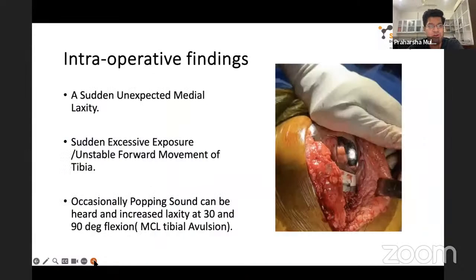So what do you find intraoperatively? You find a sudden unexpected medial laxity, sudden excessive exposure where you suddenly realize, oh, it was tight a second back and now it is suddenly very loose and the tibia is moving forward. And sometimes you can actually hear this popping or a wrenching sort of a sound where you have sudden increase in laxity at 30 degrees of flexion and 90 degrees where you have a lot of anteroposterior play.